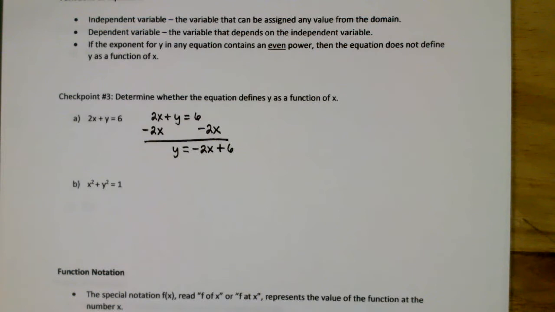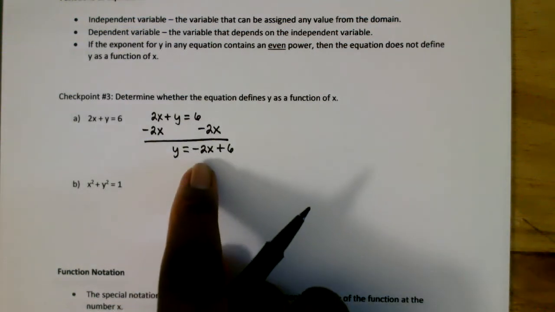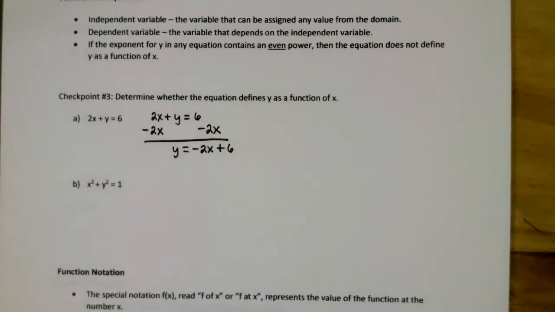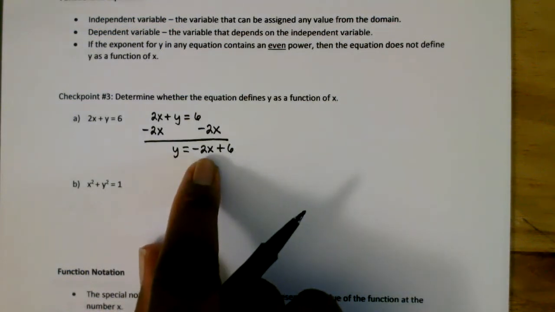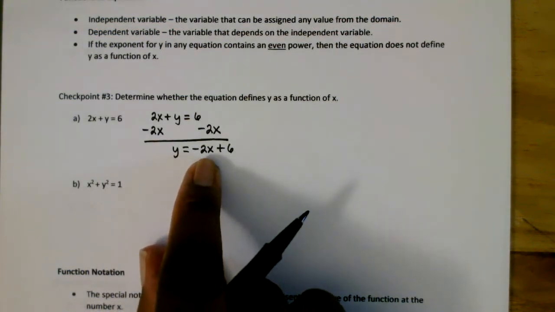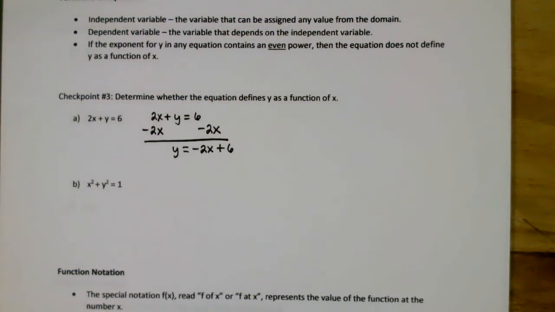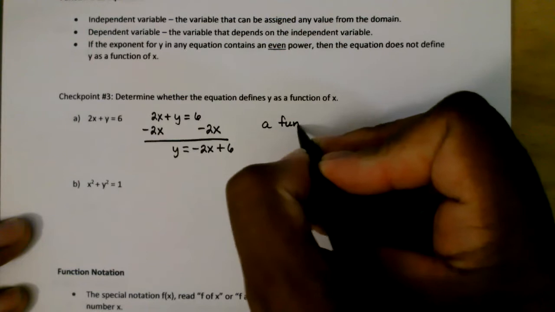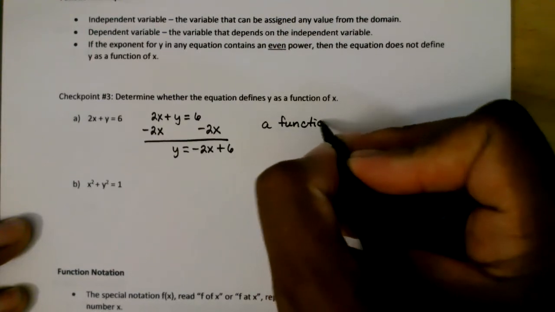Now, this will be a function because you're only going to have one x going to only one y value. That's it. So any value that I assign to x, I'm always going to get only one y value. And by looking at the exponent for y, it is an understood 1. And that's an odd exponent, odd power. So that means this equation is a function.